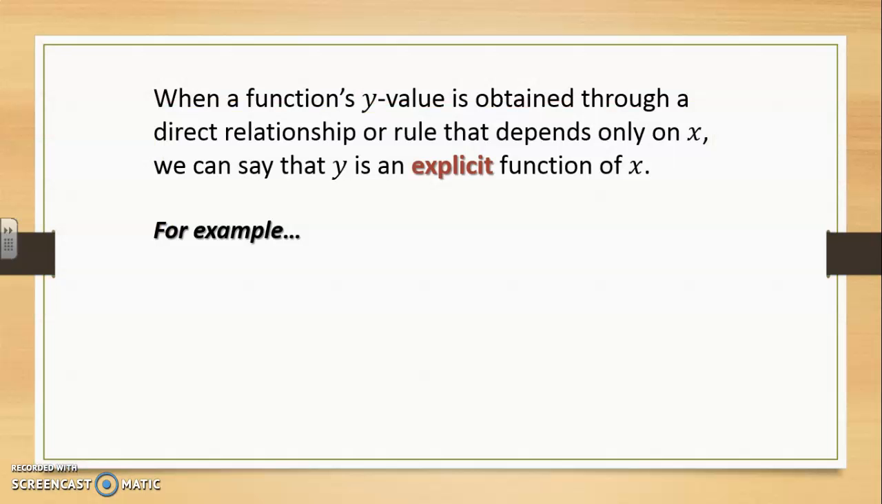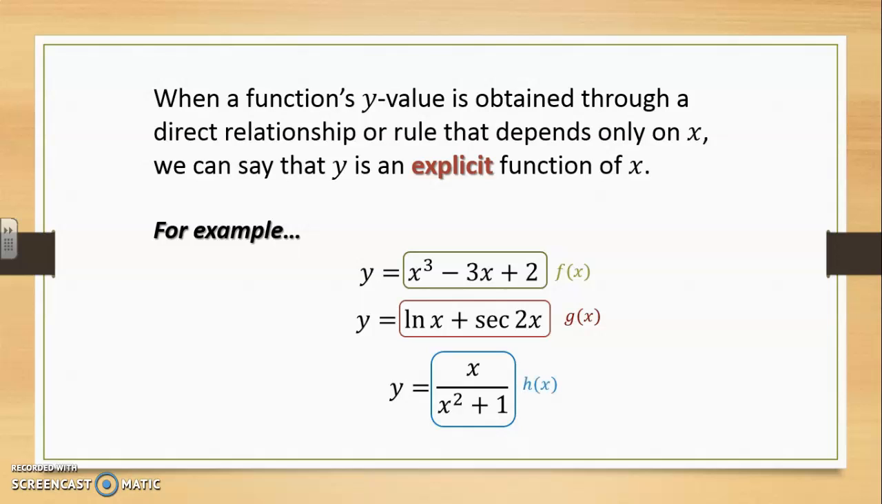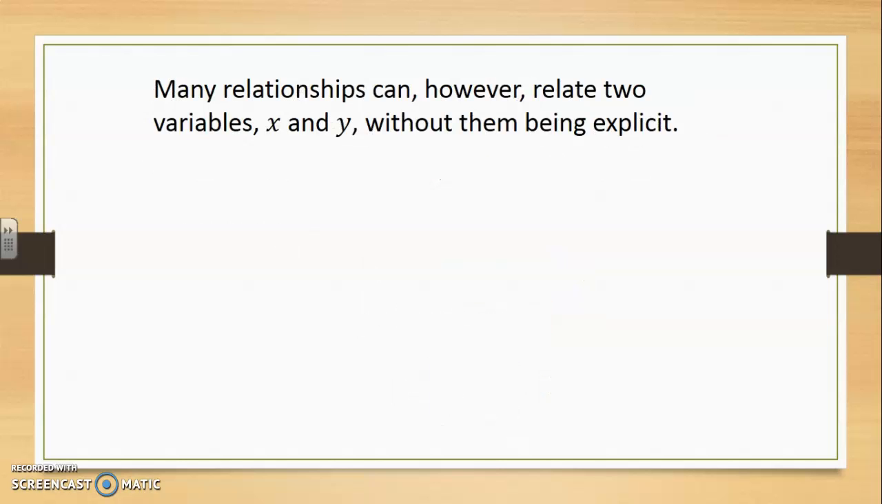When a function's y value is obtained through a direct relationship or a rule that depends only on x, we can say that y is an explicit function of x. For instance, here are examples of functions where y is directly obtained from calculations on functions of x. These functions we tend to label as f of x or g of x or h of x, and it's clear who h, f, and g are and how y depends on them. So all these are explicit.